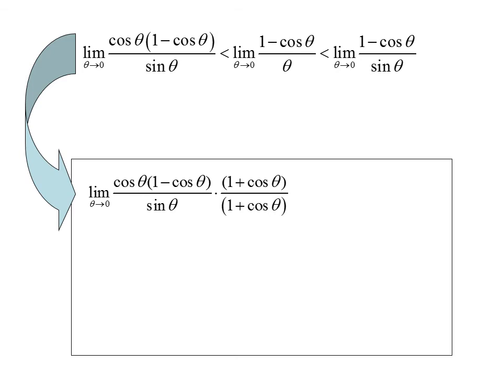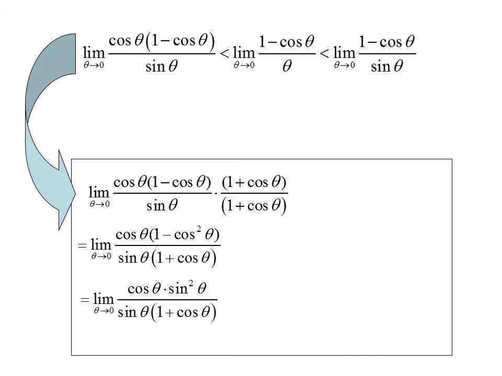So with that 1 minus cosine theta on top, we're going to multiply top and bottom of the fraction by the conjugate of that, 1 plus cosine theta. Because conjugates use the difference of squares, on top that becomes 1 minus cosine squared theta. Okay, well, 1 minus cosine squared is just sine squared, because sine squared plus cosine squared equals 1, so if you subtract the cosine squared from both sides, you would just get sine squared.